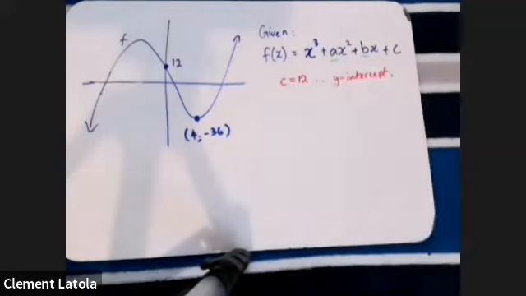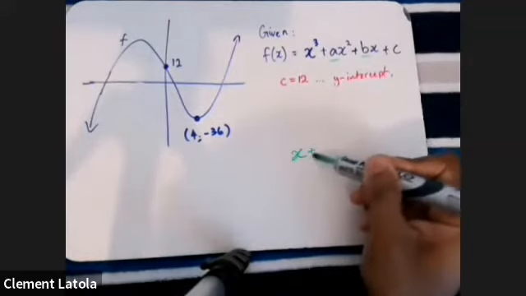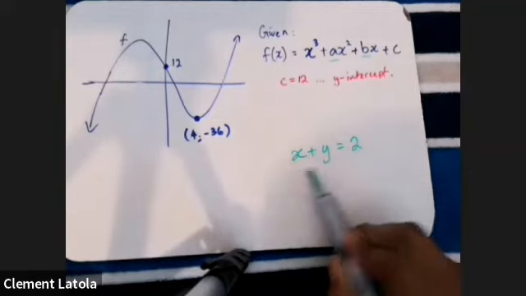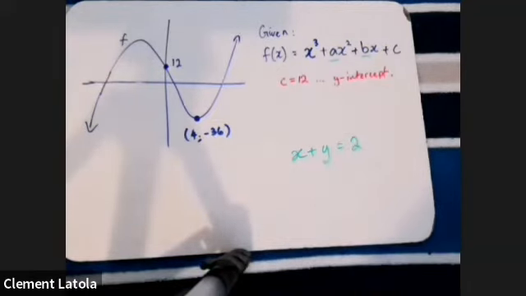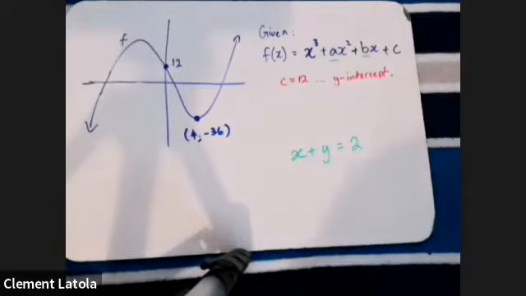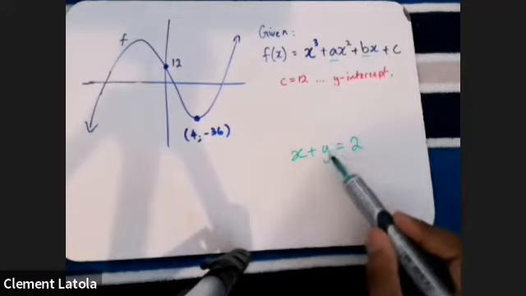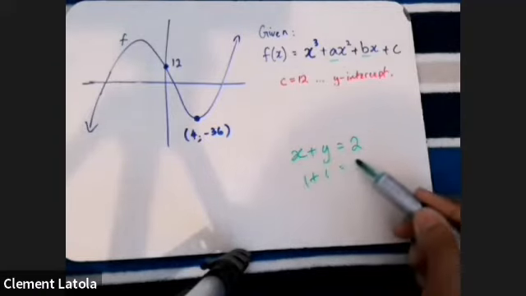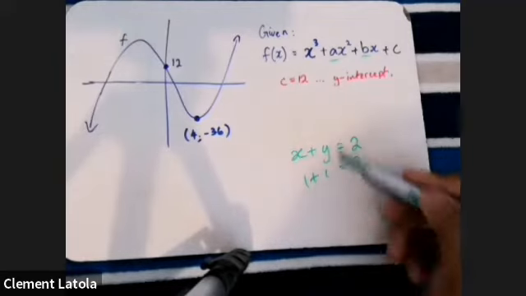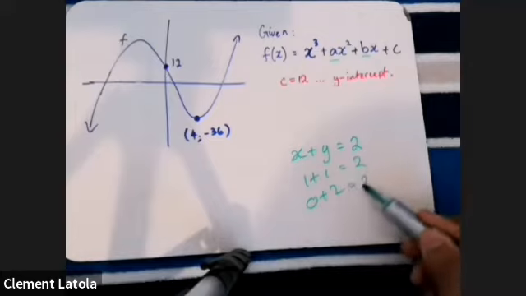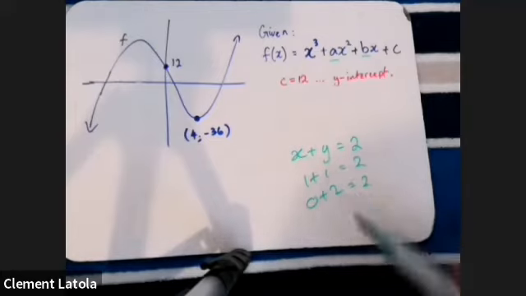But if I had two variables, let's say x plus y equal to 2, I can't solve for x or y because there's only one equation. There are multiple values for x and y that will satisfy this equation. 1 plus 1 is equal to 2, so does that mean x is 1 and y is 1? But I could have also said 0 plus 2 is equal to 2. Does that mean x is 0 and y is 2?